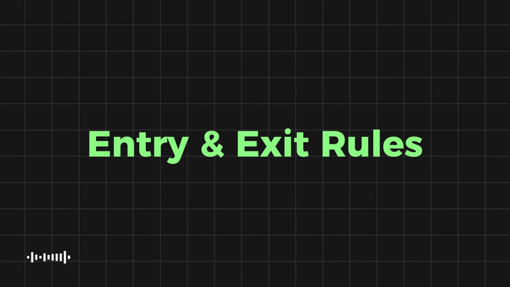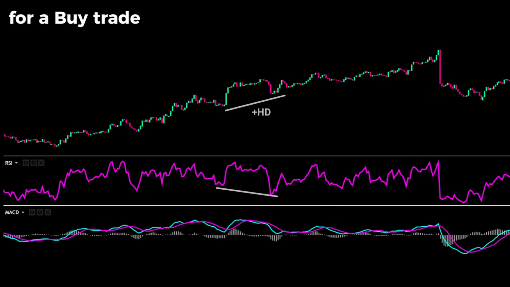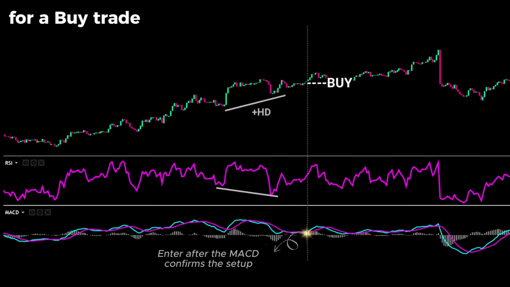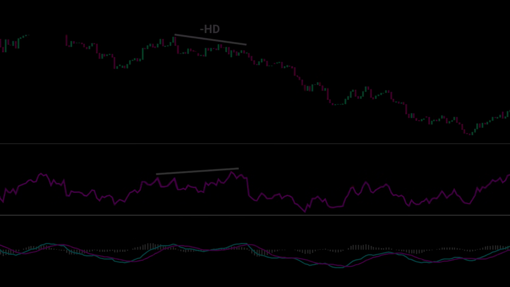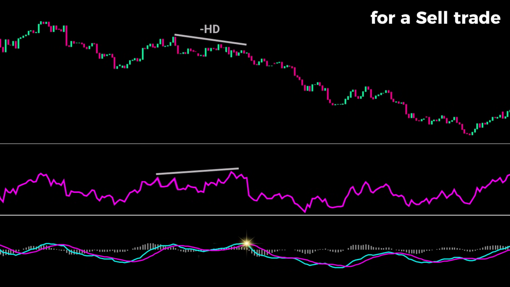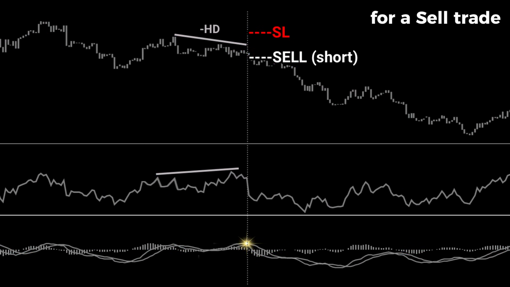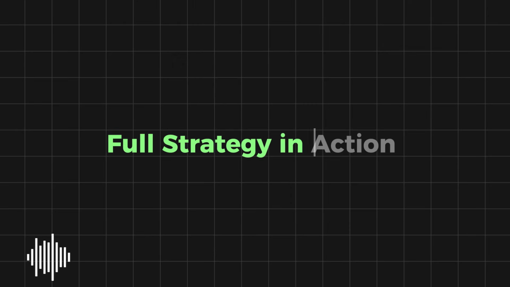Entry and exit rules. For a buy trade, enter the market after the MACD confirms the setup. Place your stop loss just below the nearest swing low. Set your take profit at twice the stop loss. For a sell trade, enter after the MACD confirms the setup. Place your stop loss just above the nearest swing high. Set your take profit at twice the stop loss. Full strategy in action.